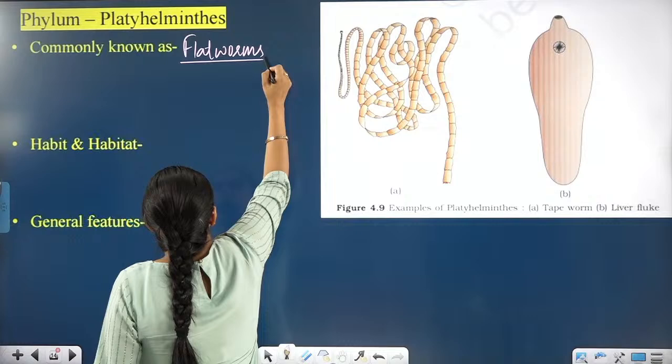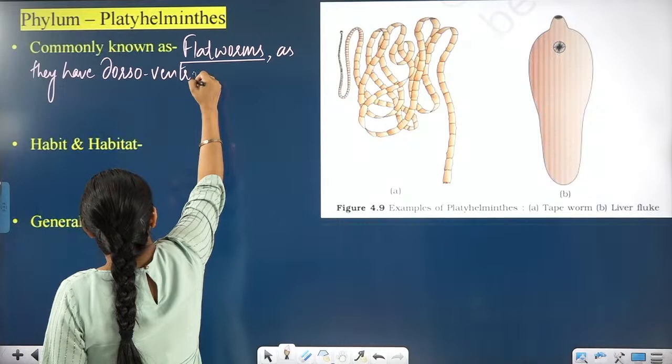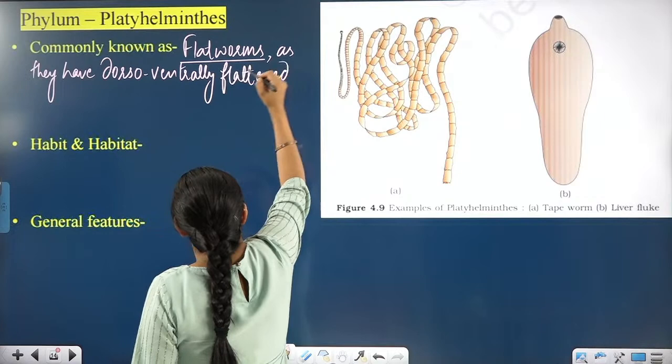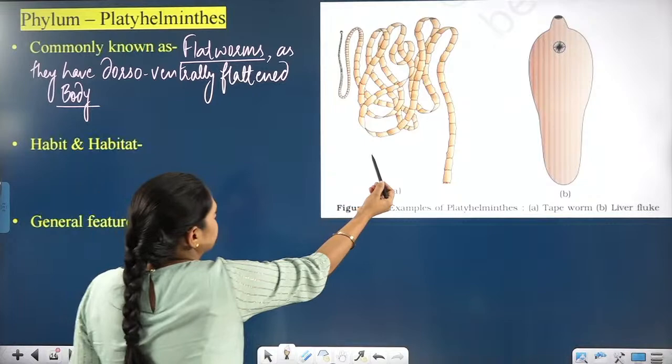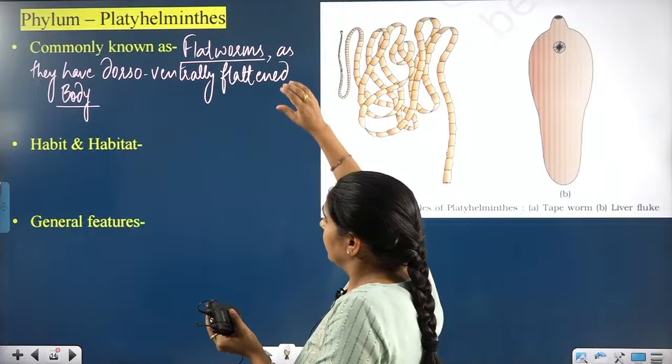As they have a dorsoventrally flattened body. Alright, they are flat, you can see this, they are flat, you understand? Just like a coin, flat, just like this phone, flat. So basically that is why they are known as flatworms. This is the first point.